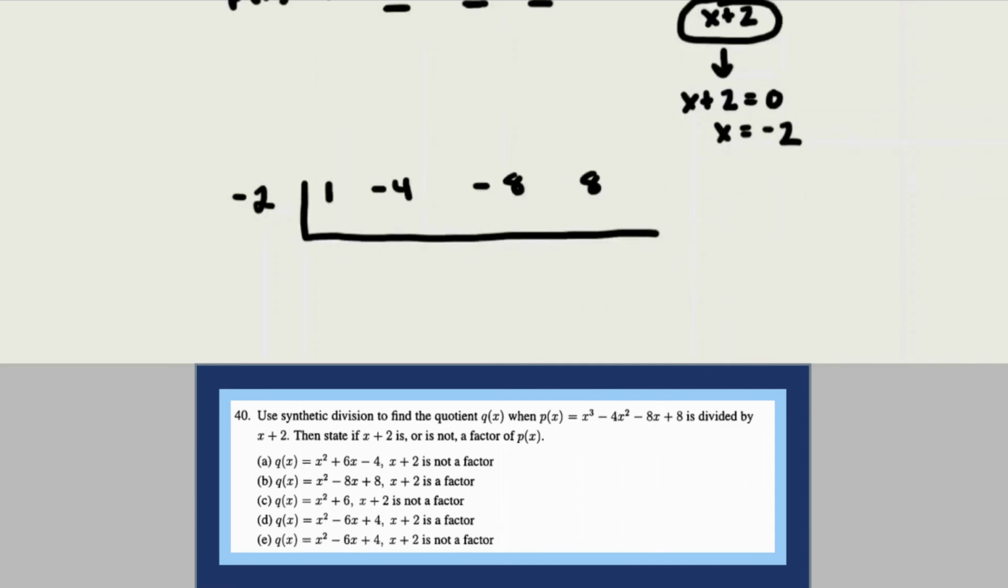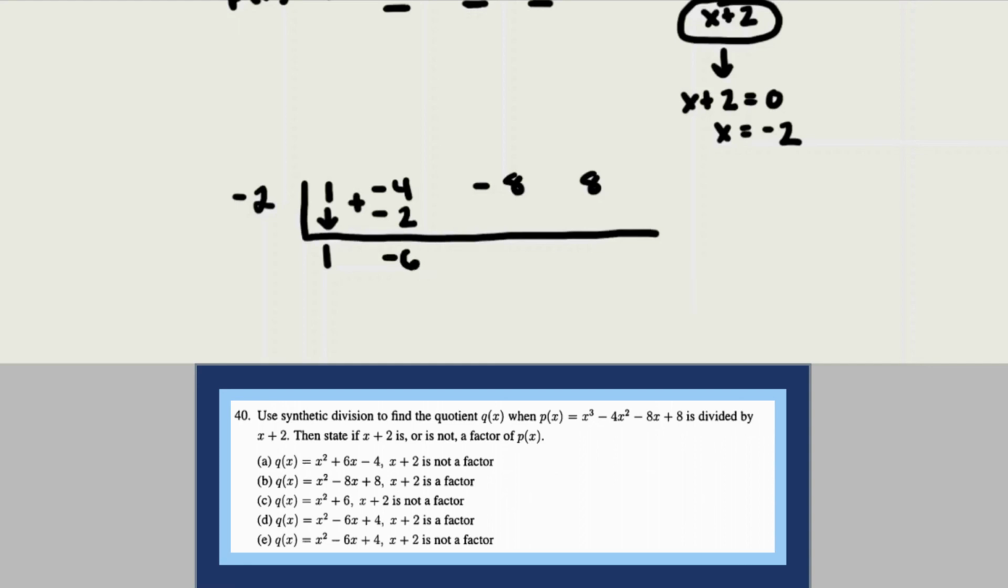Alright, so with synthetic division, the first thing we want to do is bring down our first term right here, which is 1. And we're going to multiply that by the -2, so 1 times -2 is -2, and we're going to write that under the -4, and add those two. -4 plus -2 is... I mean, my bad, -4 plus -2 is -6, my bad guys.